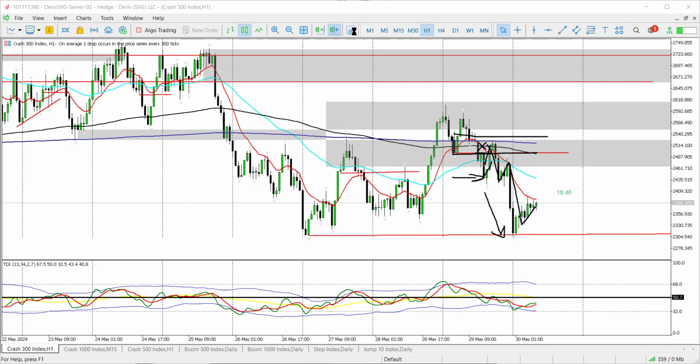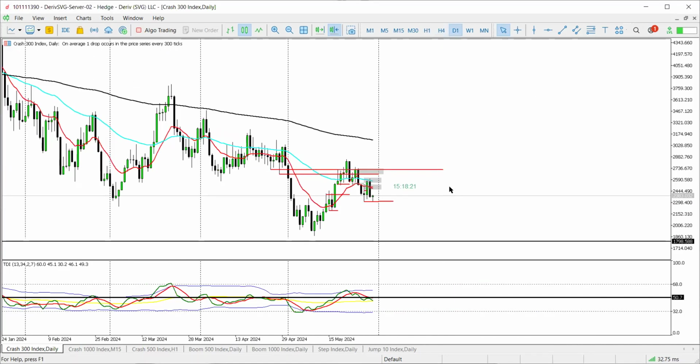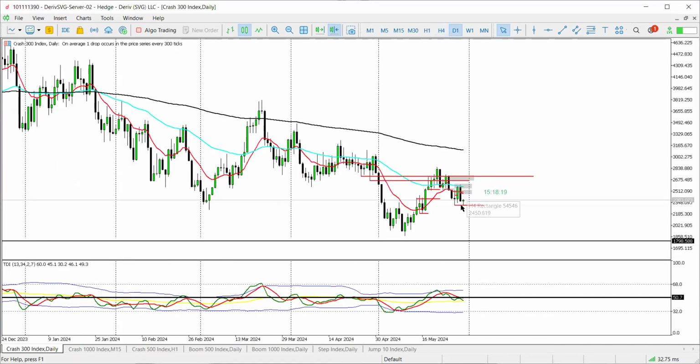If we open the daily, we should be able to see some nice price action there. Okay, my network is a bit slow. Okay, there we go. So we've got this rejection of both the 13 and the 50 EMA. We've got two rejections there.